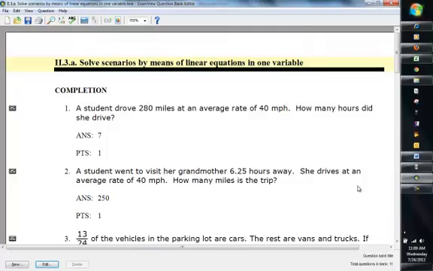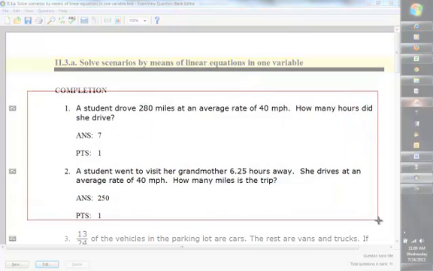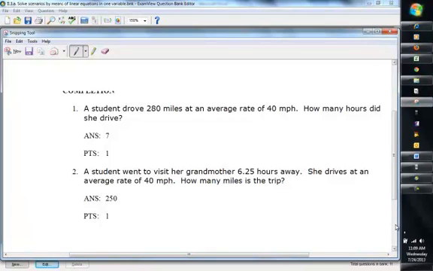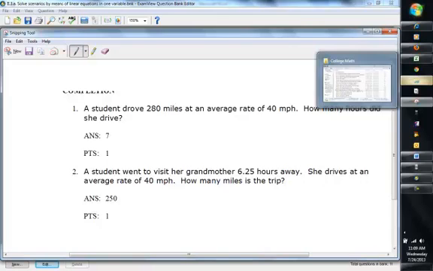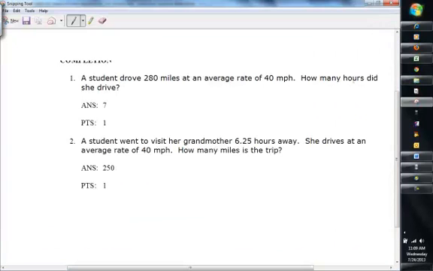A student drove 280 miles at an average rate of 40 miles an hour. How many hours did she drive? So when you solve this problem, the first step is to read the problem until you can determine what the problem is asking for. And in this case, it's asking how many hours did she drive. So we would write hours equals blank. Now, a problem works best if you know if your variable is the same as the thing that you're looking for. Let's see if we can use h for our variable.